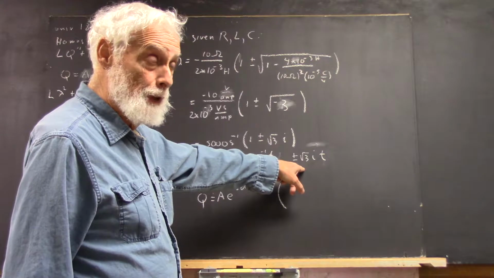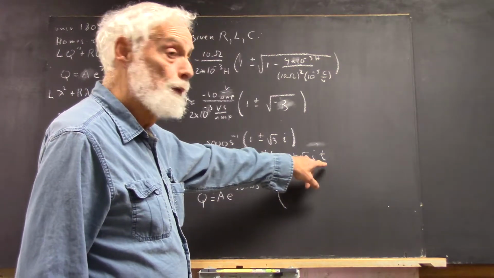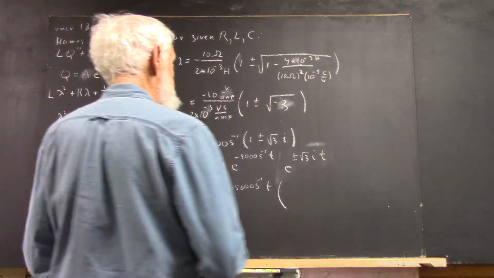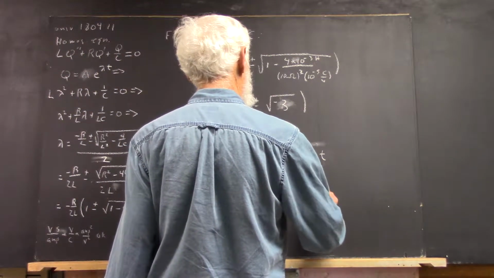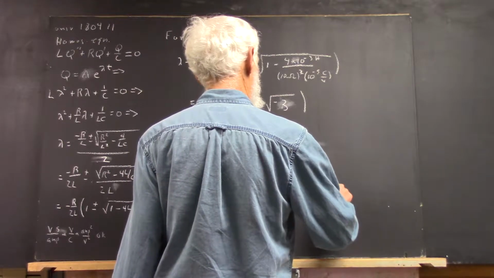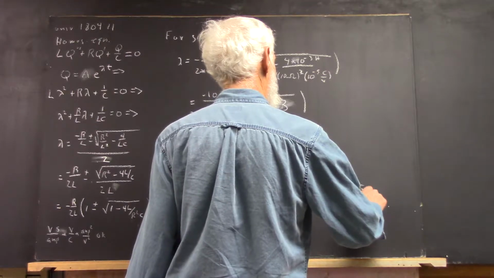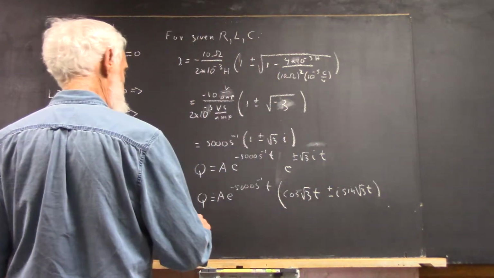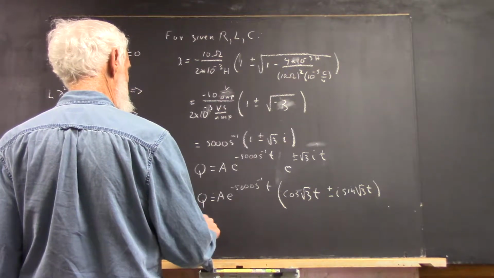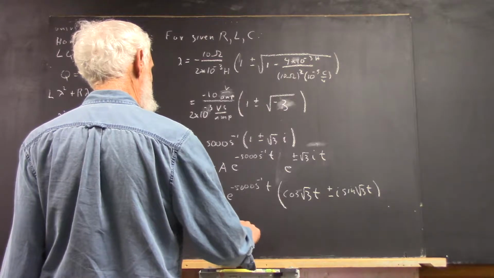So what's this? Well, that's just an e to the i theta, right? Where theta is square root of 3t. So that's times cosine of square root of 3t plus or minus i sine of square root of 3t. Well, that leads us to Q equals Q naught e to the negative 5,000t.